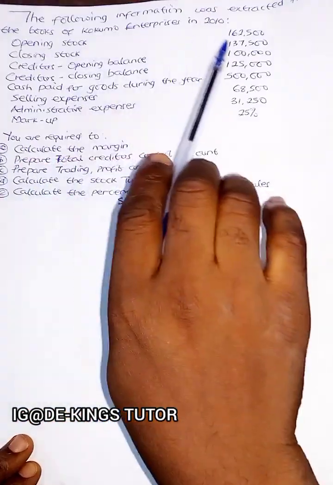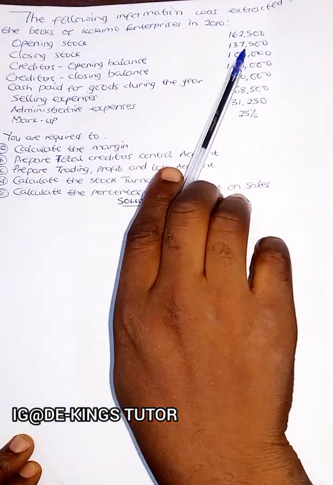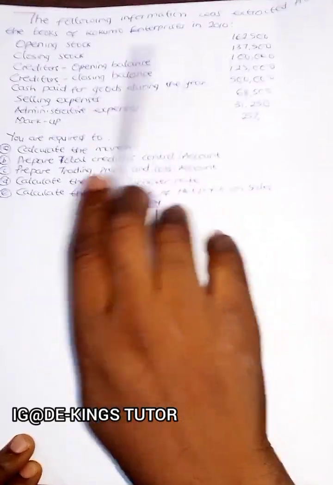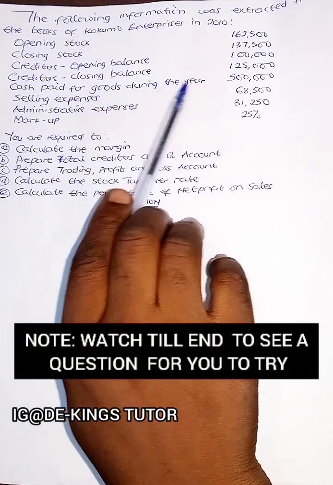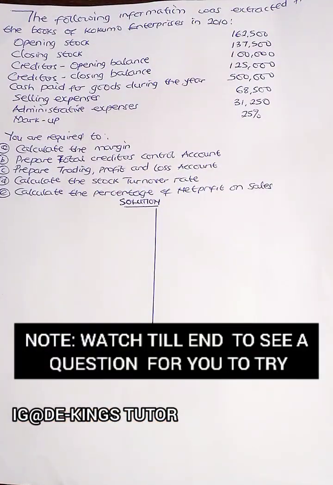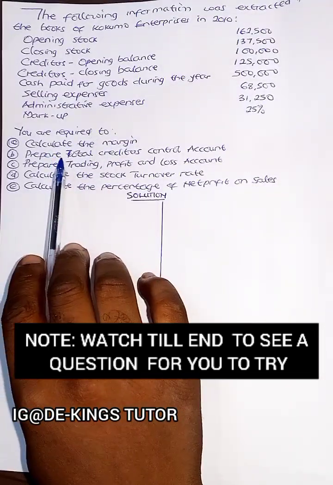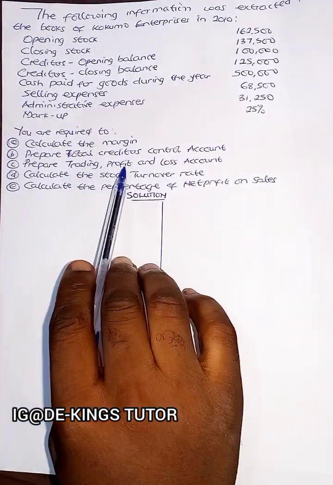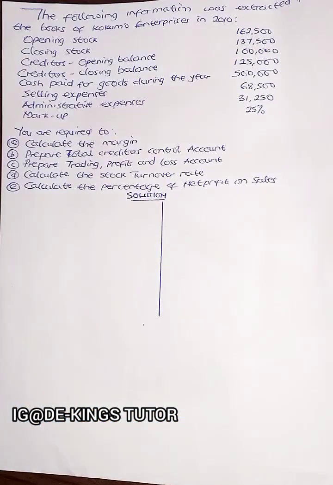The question said the following information was extracted from the books of Kokumo Enterprises in 2010. We have opening stock 162,500, closing stock 137,500. Creditors, the opening balance 100,000. Creditors, the closing balance 125,000. And we have cash paid for goods during the year 500,000. We have selling expenses 68,500. We have administrative expenses 31,250, and we have markup, which is 25%. So you're required to calculate the margin, prepare total creditors control account, prepare trading profit and loss account, calculate the stock turnover rate, and calculate the percentage of net profit on sales.